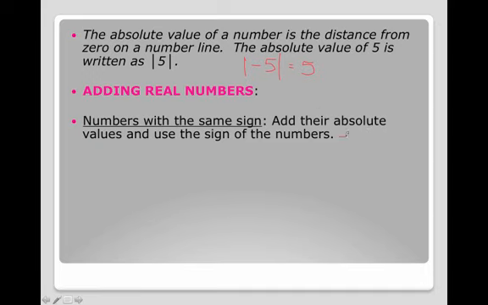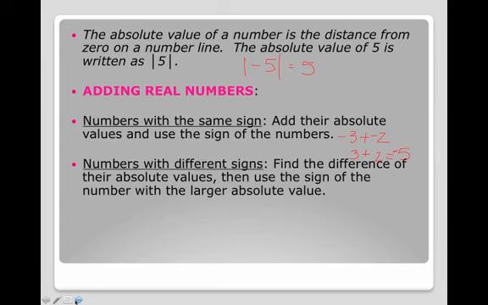So let's say we're adding -3 and -2. Well, we've got the same sign, they're both negative, so we add their absolute values. The absolute value of -3 is 3, and the absolute value of -2 is 2. So the solution here is 5, except that it says I'm supposed to use the sign of the numbers, so my answer is actually going to be -5. Hope that makes sense.